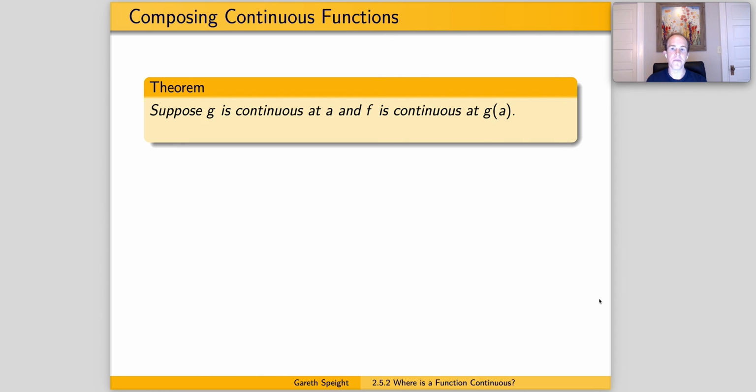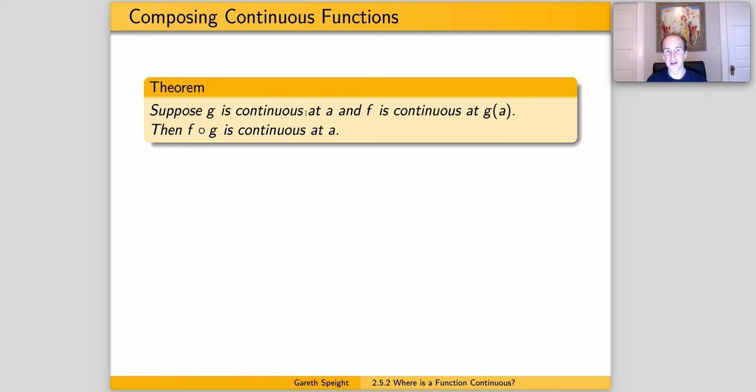Okay, so we looked at composing functions and limits and bringing the limit inside. And there we said that the outside function should be continuous. What about if we have two continuous functions? Can we compose them? Okay, so if the inside function is continuous at a and the outside function is continuous at g of a, then the composition is continuous at a. So f of g is continuous at a.